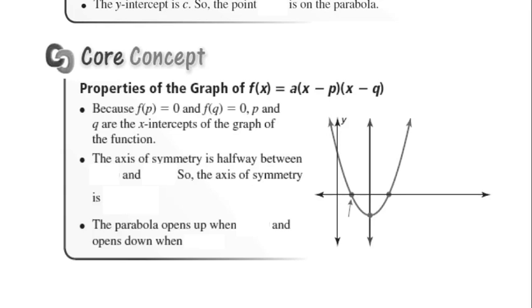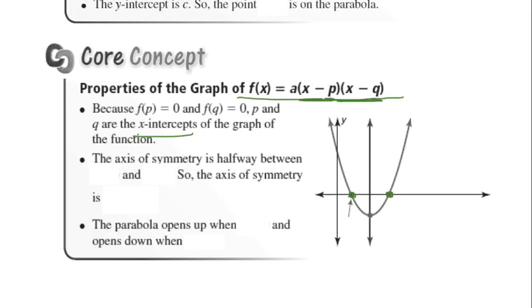Alright, this is the core concept for intercept form, okay? So when you've got f of x equals a times these two factors, okay? And we'll talk more about factors and that sort of stuff in a different lesson. But because those are my factors, p and q are the x-intercepts. So I can plot them right there.